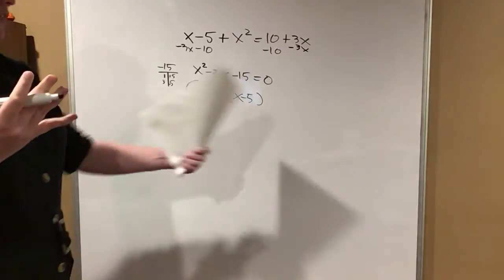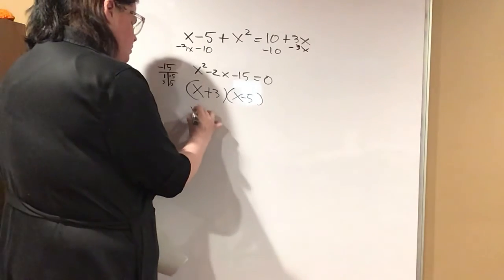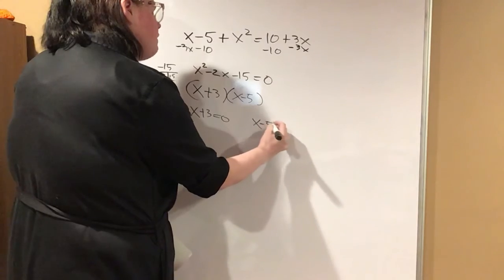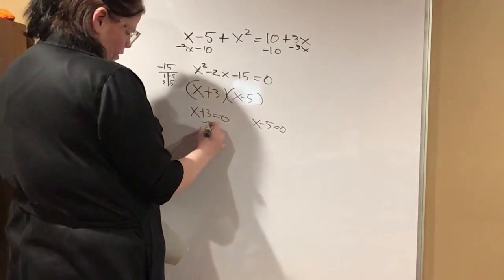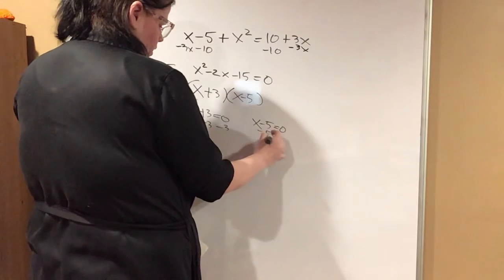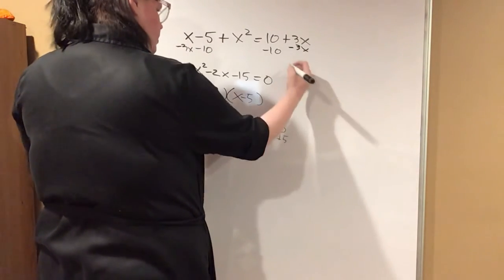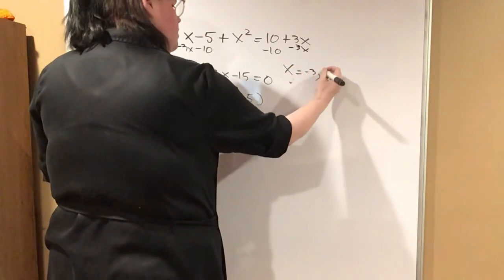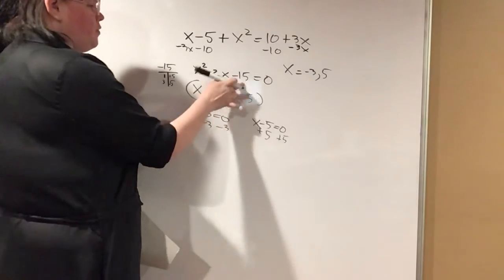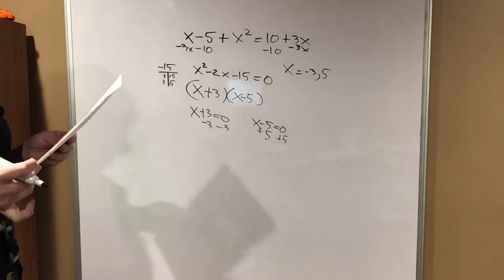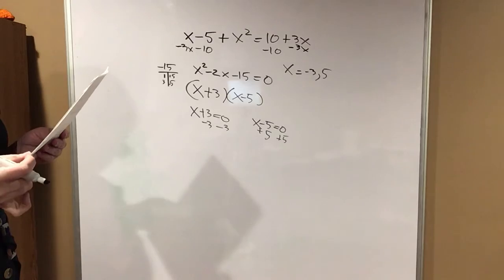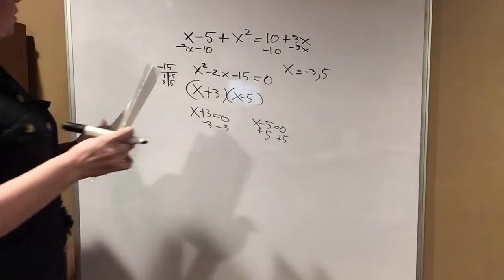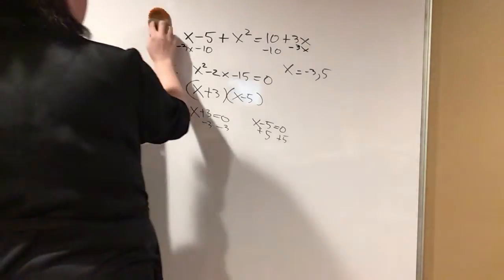And now set each of these equal to 0 to get your solutions. So x plus 3 equals 0 and x minus 5 equals 0. Minus 3, add 5. So our solutions are negative 3 and 5. Those two will solve this quadratic. That is the entire point of this section. So let's try this last guy right here.